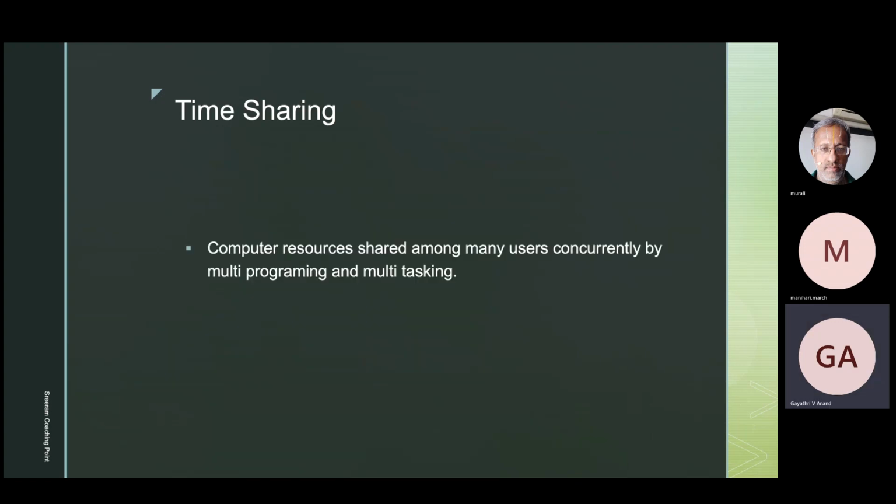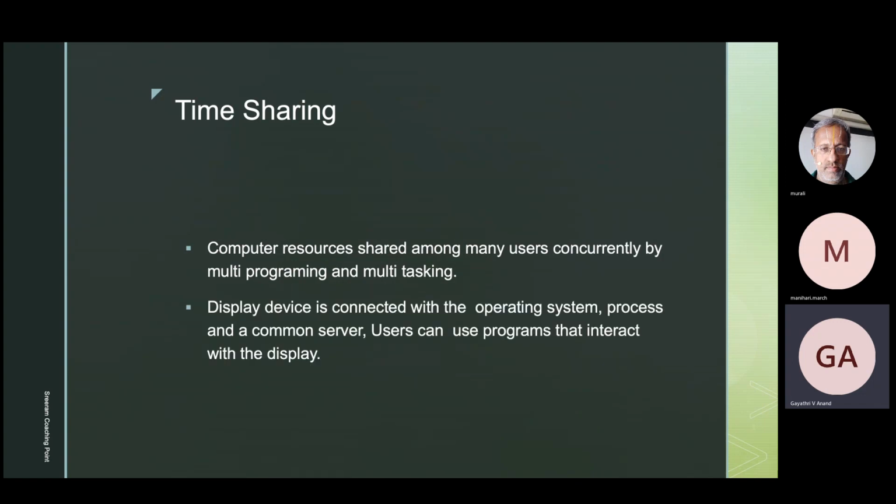Then we have the time sharing, where the computer resources are shared among many users concurrently by multi-programming and multitasking. Display devices are connected with the operating system, process and a common server. Users can use programs that interact with the display.